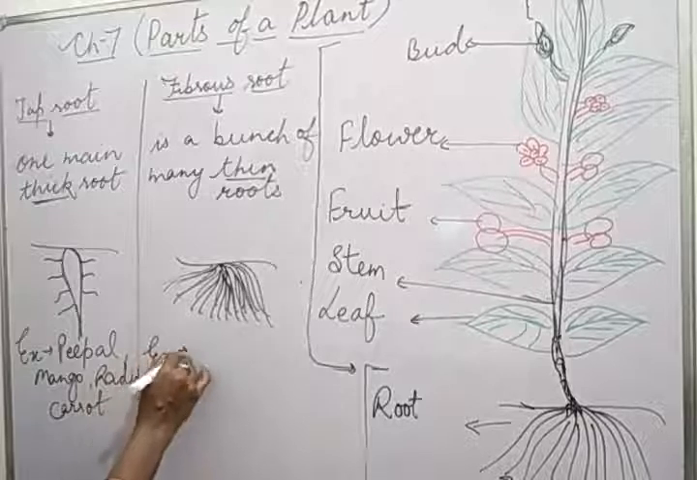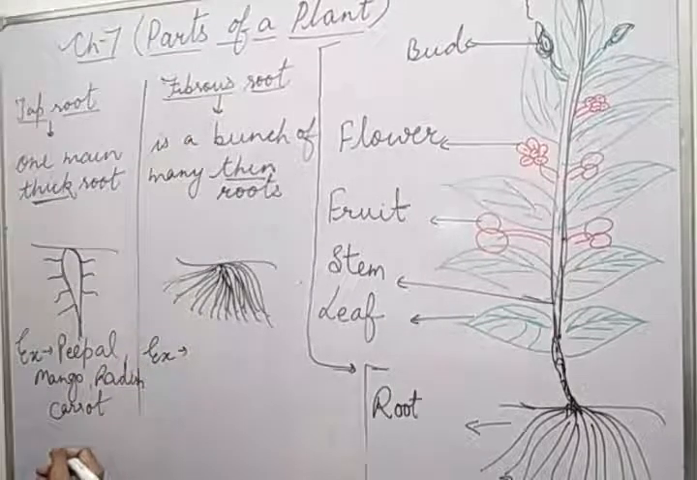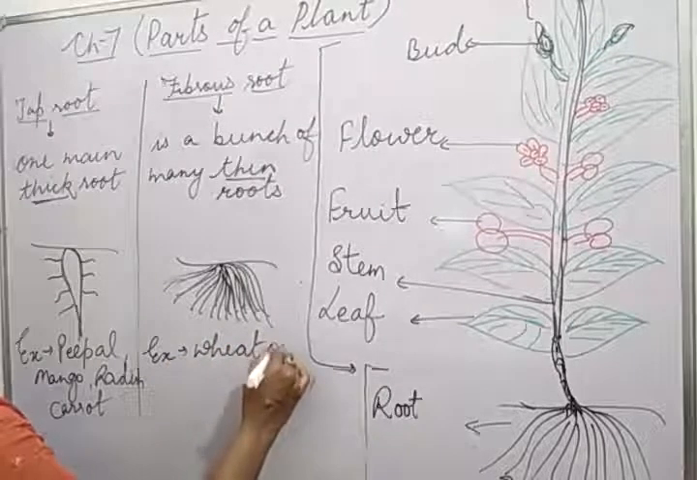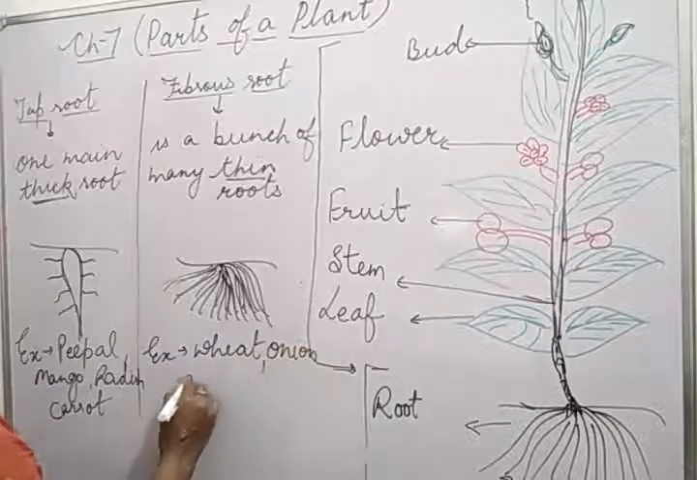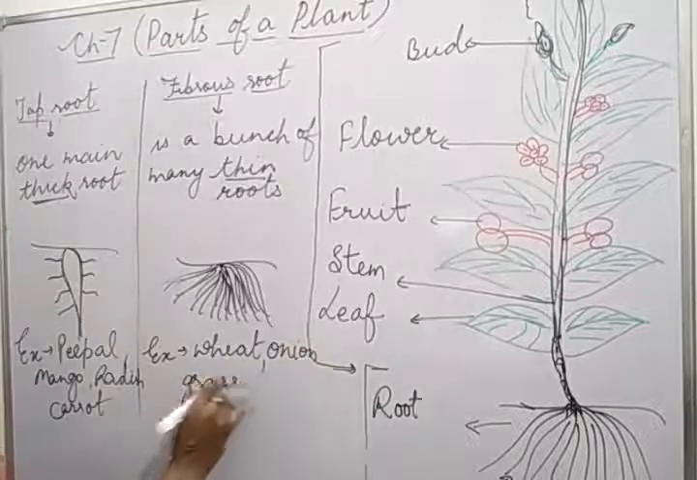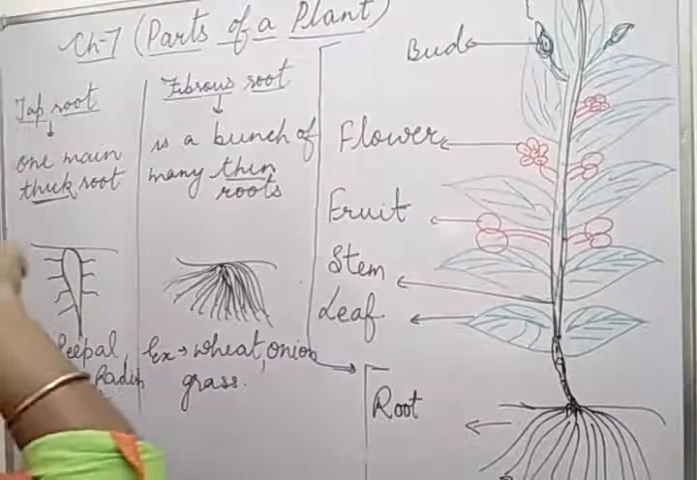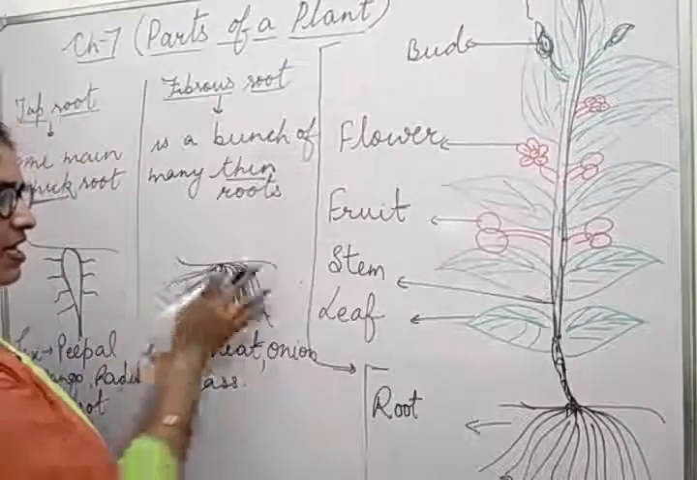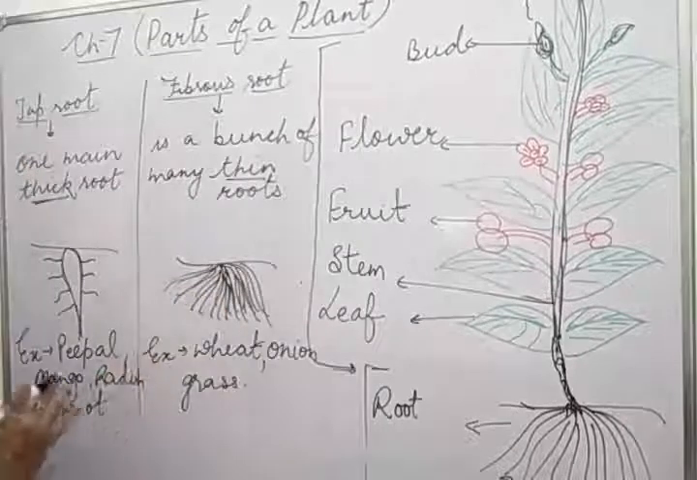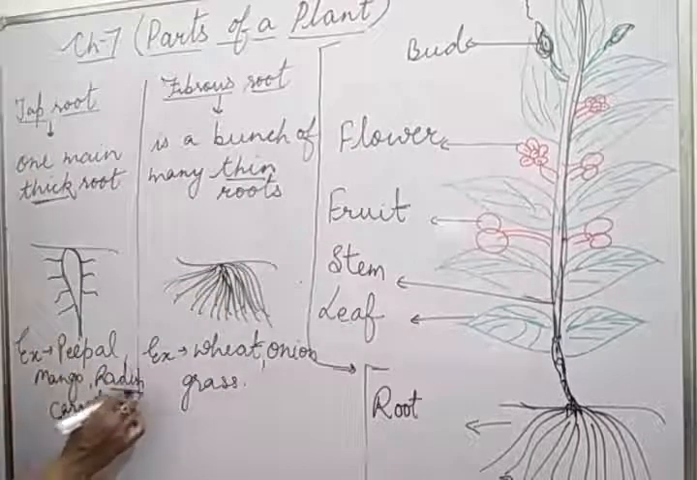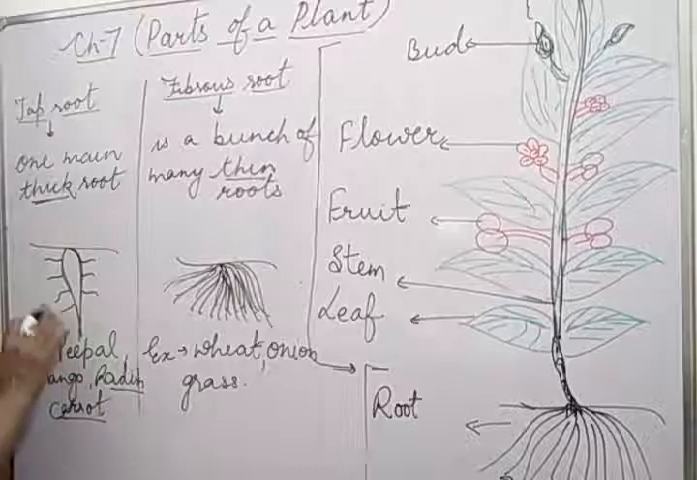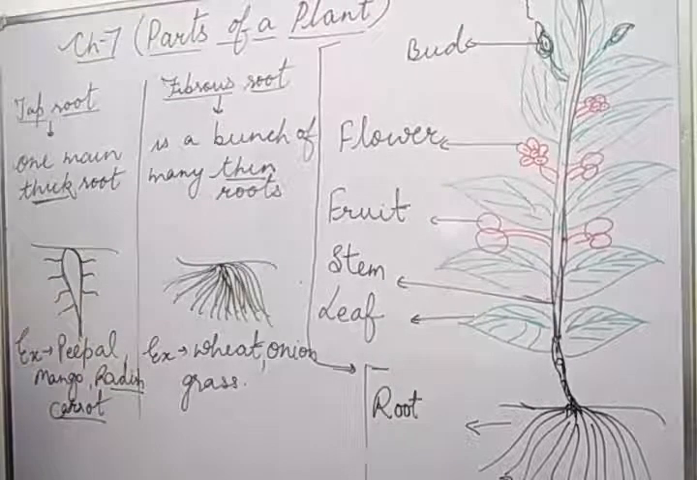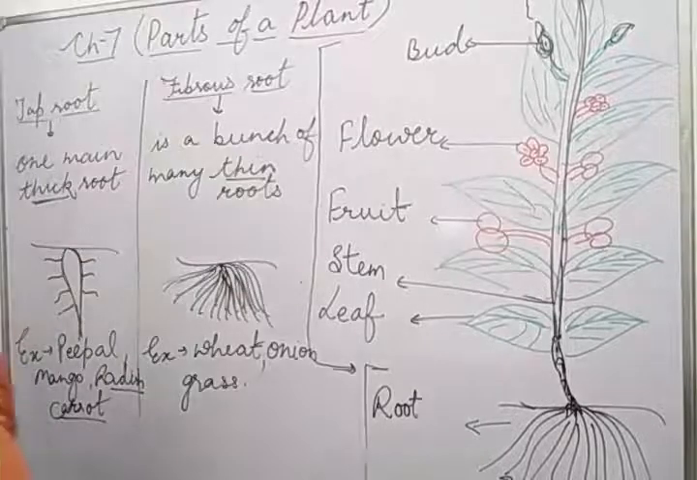And in fibrous root, it is found in wheat, onion, and grass. So all these are examples of fibrous root. अगर आप इनके roots check करेंगे, their roots would look like this. It's a bunch of many thin roots. आप carrot, radish winter season में eat करते हो, they look like that. Carrot shape is like that, radish shape is like that. So these are examples of tap root.